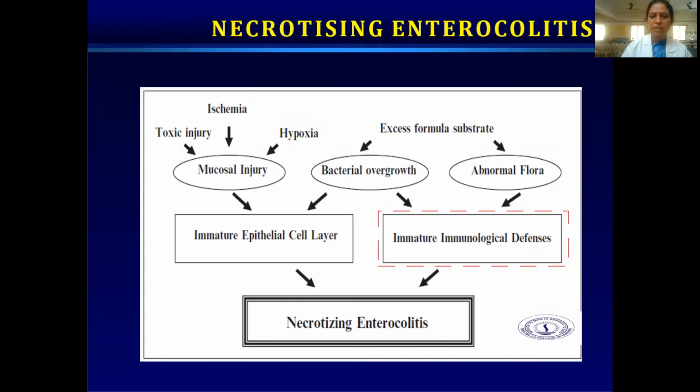Necrotizing enterocolitis, a schematic diagram showing the immature epithelial cell layer and immature immunological defense, where we see the toxic injury, ischemia, hypoxia leading to mucosal injury. That leads to immature epithelial cell layer, and excess formula substrate and bacterial overgrowth leading to immature immunological defenses, and excess formula substrate, abnormal flora leading to immature immunological defenses. Finally, both immature epithelial cell layer and immature immunological defenses lead to necrotizing enterocolitis.